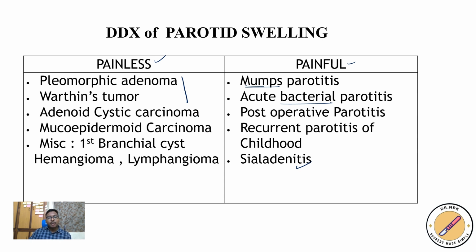When these malignancies infiltrate the nerve, there can be pain in this region. After that, there are miscellaneous conditions that you can rarely get. One is first branchial arch cyst, then hemangioma, then lymphangioma. So these are the possible swellings which can arise from the parotid gland itself.